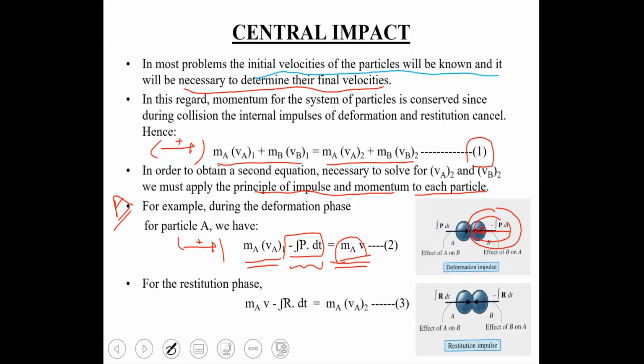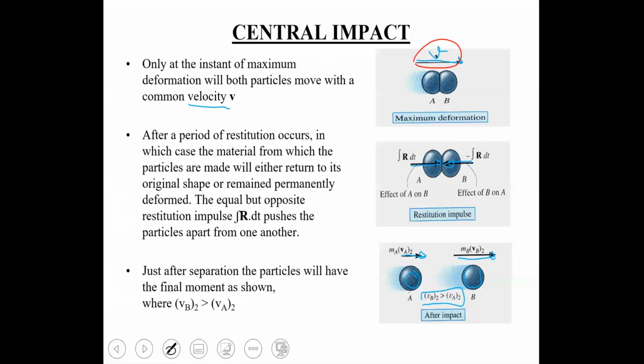Similarly, in the next step, इसको मैंने इक्वेशन नंबर 2 का नाम दे दिया। इन द नेक्स्ट स्टेप मैंने पार्टिकल ए के ऊपर ही रेस्टिट्यूशन फेज के ऊपर प्रिंसिपल ऑफ इंपल्स एंड मोमेंटम अप्लाई किया। वो रेस्टिट्यूशन फेज क्या है? ... to exert on particle A the restitution impulse, और restitution phase के बाद ये वो momentum है जिसके साथ particle A जो है वो travel करेगा after separation.